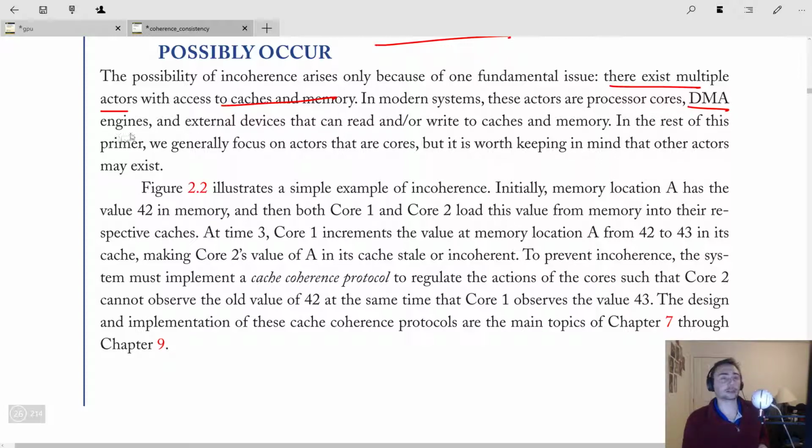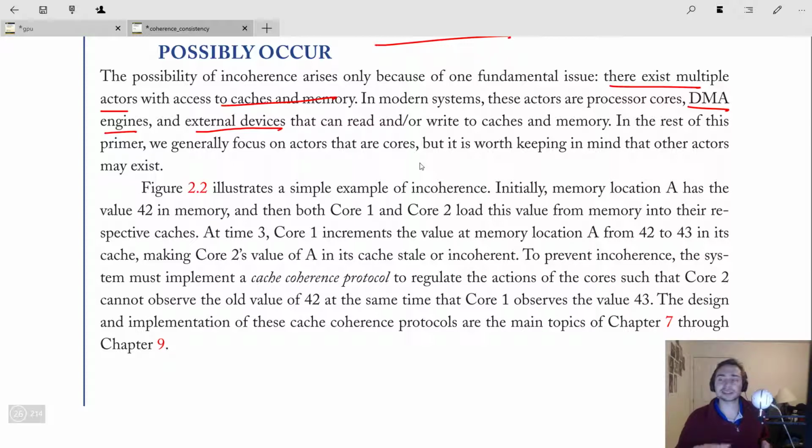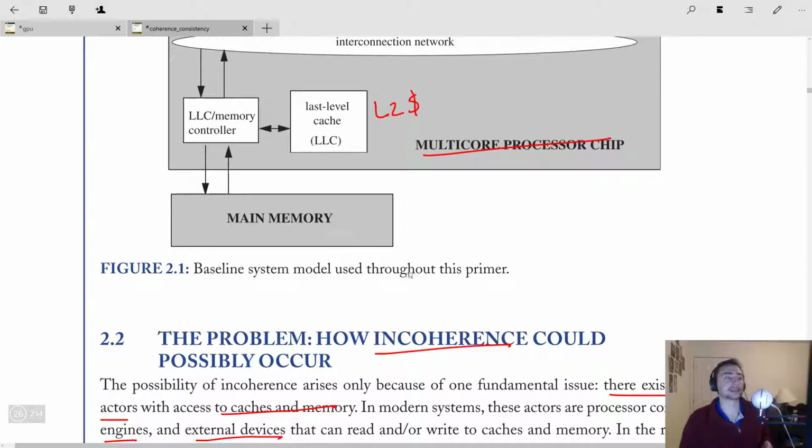So we could have DMA engines, so this is direct memory access engines, or external devices that can read or write to caches in memory. But these are really just extensions. So we could essentially think of these things as other cores that are going to be interacting with the memory system. There's a little more complication than that, but fundamentally some of the concepts are the same. But again, we're going to focus on this baseline system.